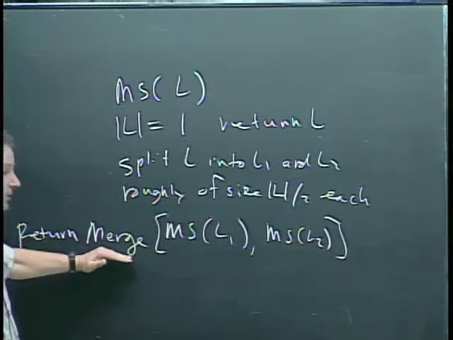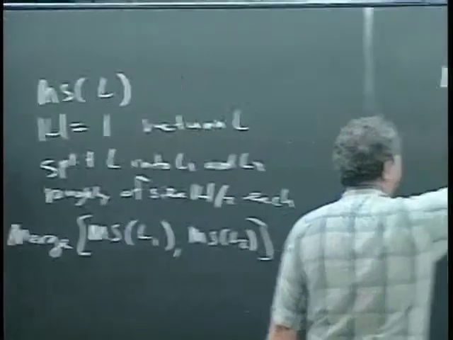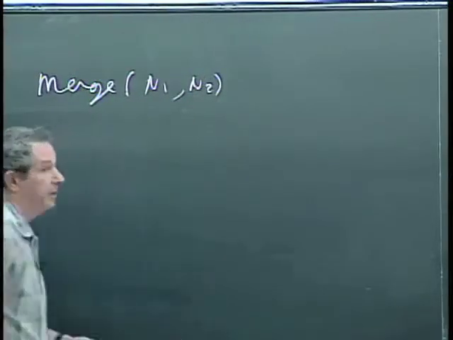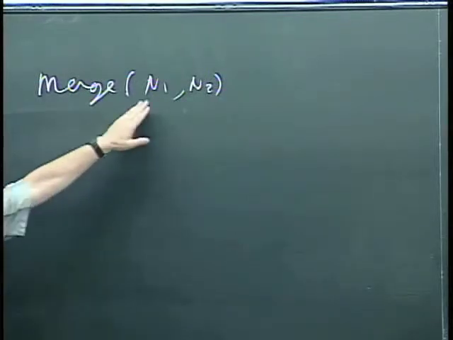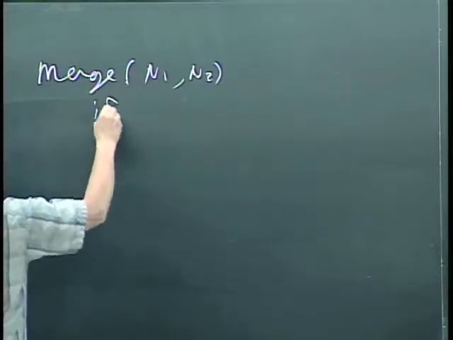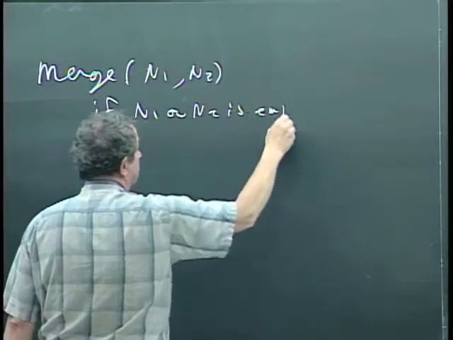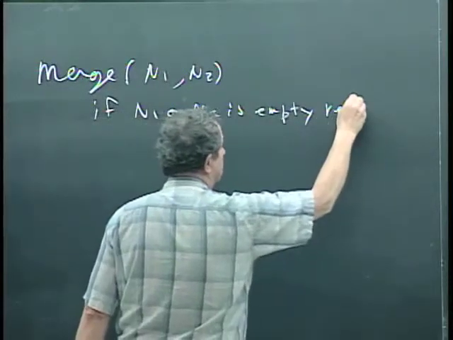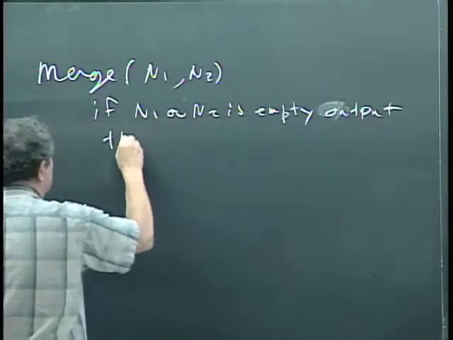We also need to specify what merge is, and merge takes in two lists that are ordered, N1 and N2. I'm not going to write up again that they're ordered. We wrote that down last time, and I've said that a couple of times. So just remember, these two are ordered lists. And then what does it do? Well, if N1 or N2 is empty, then return, output the remainder of the other.